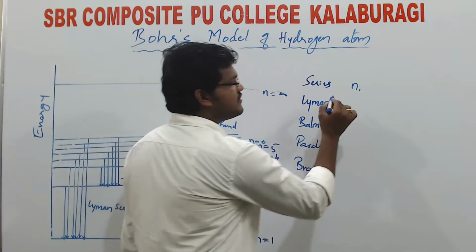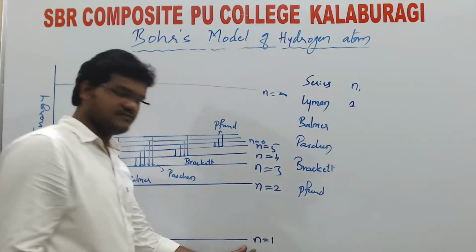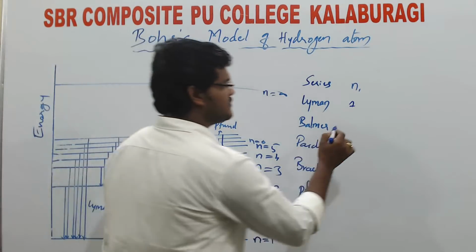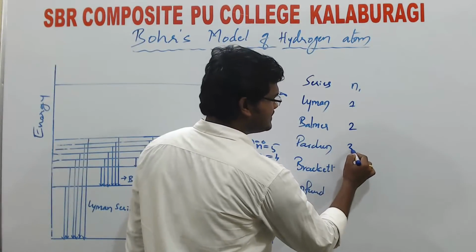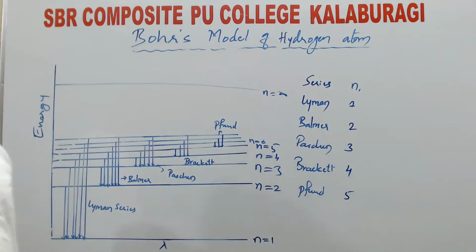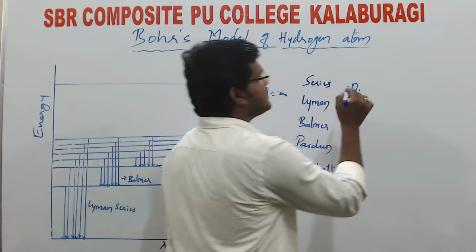So for Lyman, the n1 value is always 1, the first one. For Balmer it is 2, for Paschen 3, Brackett 4, Pfund 5. Clear? The n1 values are 1, 2, 3, 4, 5. These are their n1 values.